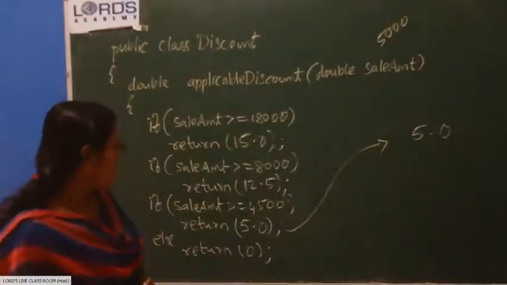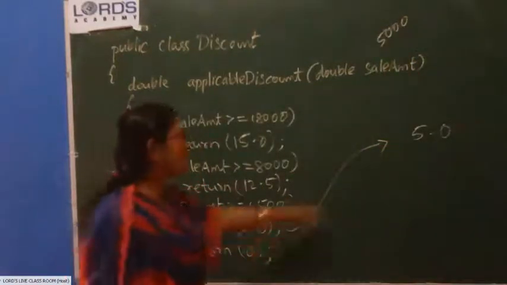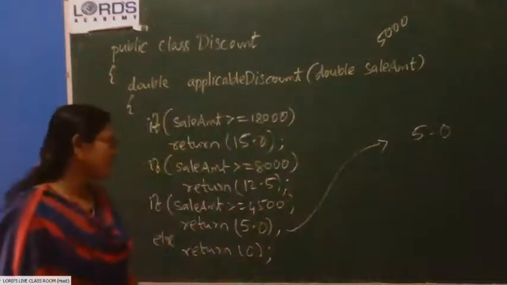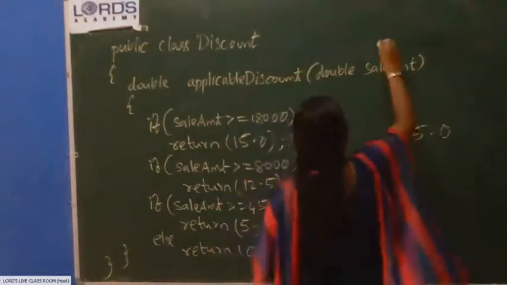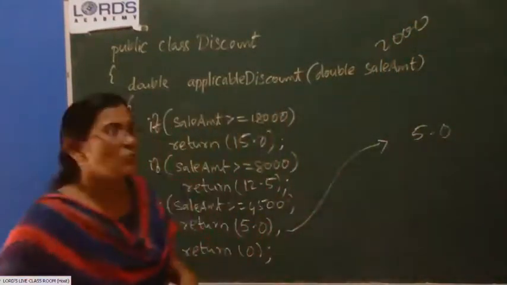Okay. At this point of time control goes out of the method, so the remaining statements will not be executed. Assume that I have purchased for 2,000 rupees. The sales amount is 2,000 rupees.